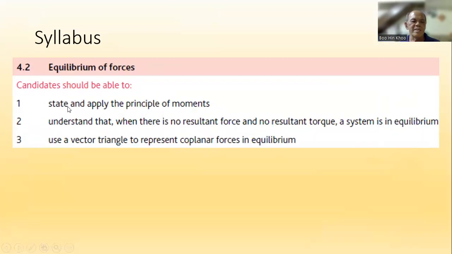Okay, state and apply the principle of moments. We have stated that earlier. So we'll do some worked examples. Understand that when there is no resultant force and no resultant torque, the system is in equilibrium. Use a vector triangle to represent coplanar forces in equilibrium. The next one we have done earlier.